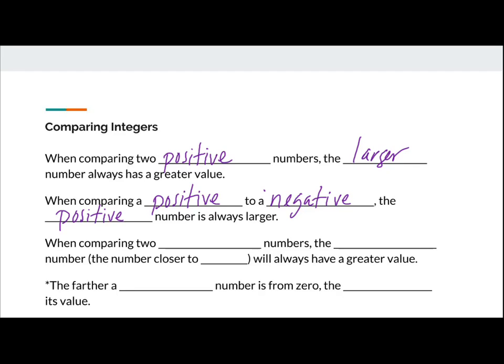Things get tricky when you are comparing two negative numbers. Okay? The smaller the number, the closer it is to 0, will always have a greater value. The farther a negative number is from 0, the smaller its value. Okay. So negative 100 has a smaller value than negative 1.